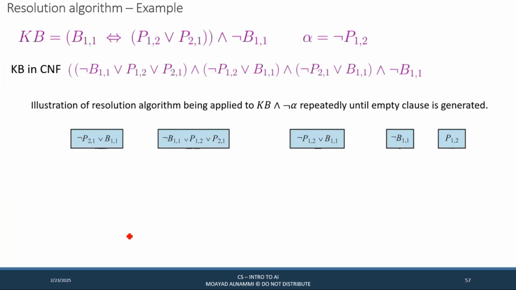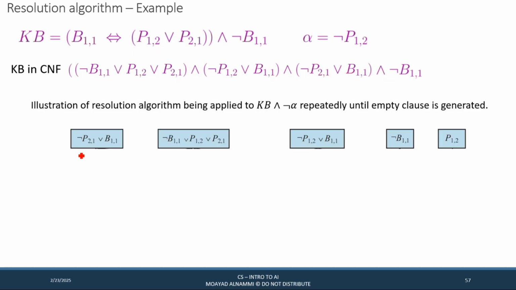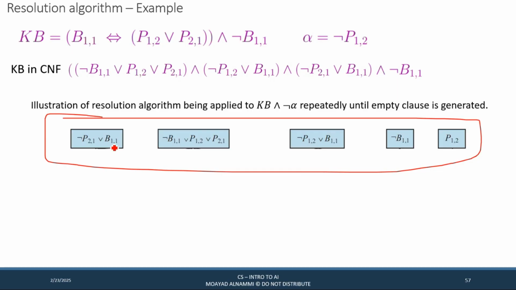So let's look at an example of how the resolution algorithm works. This is my knowledge base. It consists of this sentence and this sentence. And let's say this is my query. I'm going to convert my knowledge base into CNF. This is it, this entire set of clauses. This is one clause, this is another, this is a third, and this is the fourth. And I'm going to also add not P as a clause as well. So this is my KB and not alpha right here.